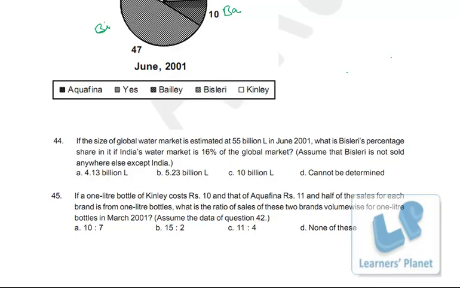If the size of the global water market is estimated at 55 billion liters in June 2001, what is Bisleri's percentage share in it if India's water market is 16% of the global market? Assume that Bisleri is not sold anywhere else except India.